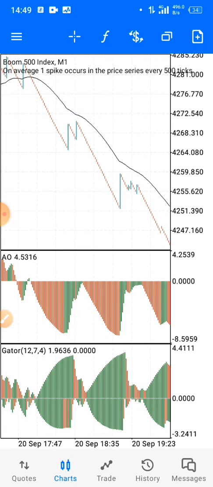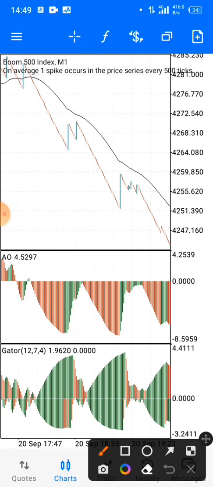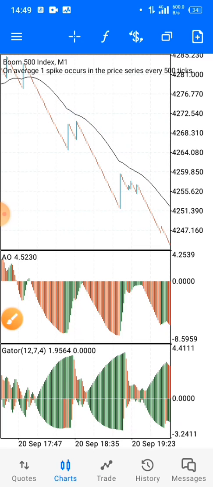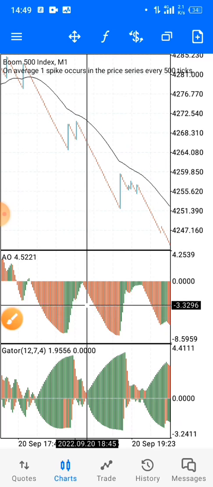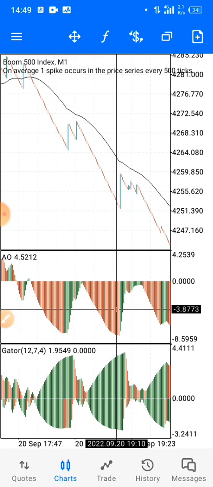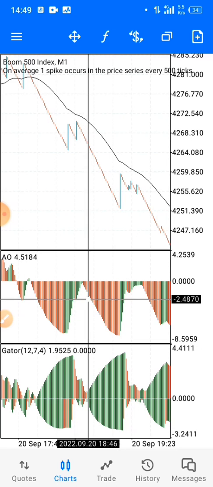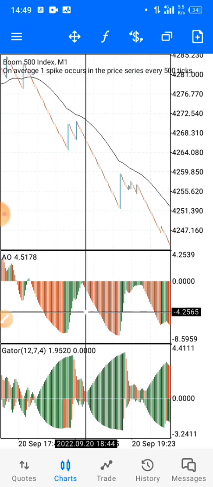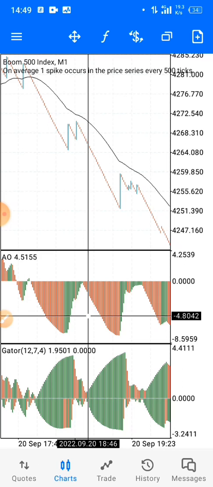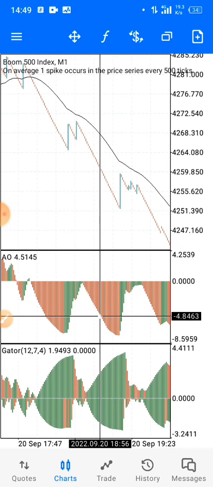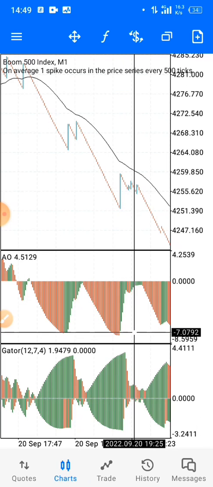Like here, this is going to be my last example. So the candlesticks are below the 50 moving average, right? Then we wait for the Awesome Oscillator, which is still below the 0 level. Wait for it to turn red, right? Then we enter when the Gator Oscillator turns green, right here. 1, 2, 3, 4, and 5, you are out, right? That's what we'll be doing.